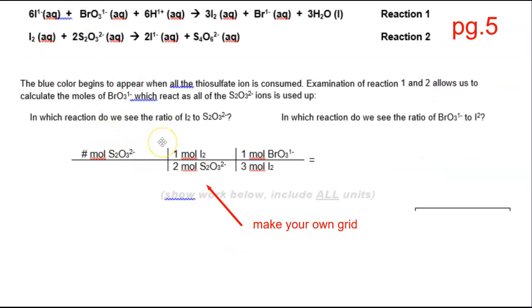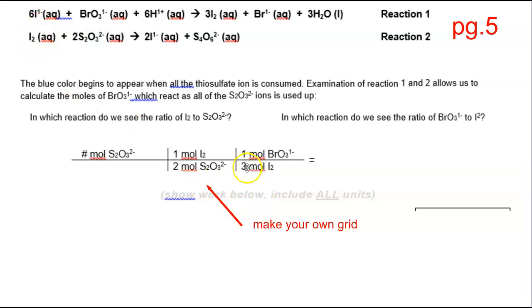You're going to make this grid on your paper, your own grid, and you're going to bring the number you just calculated up above from the first calculation to this spot right here. And then we know, based on the fact that we're looking at reaction number 2 right here, the relationship between thiosulfate ion is 2:1 to iodine. So 2 moles of thiosulfate right here per every 1 mole of I2.